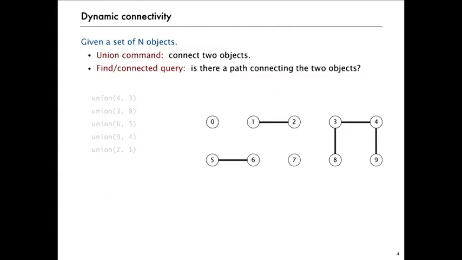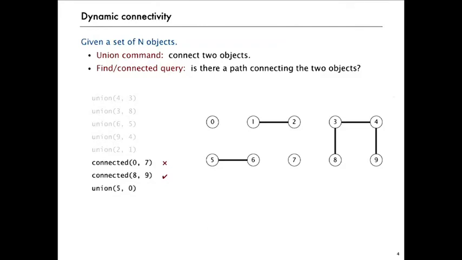So for example, in this set of 10 objects, we've performed already a bunch of union commands, connecting 4 and 3, and 3 and 8, and 6 and 5, 9 and 4, and 2 and 1. And now we might have a connected query that says, is 0 connected to 7? Well, in this case, there's no connection, so we say no. But if we ask, is 8 connected to 9, we're going to say yes. Even though we don't have a direct connection between 8 and 9, there's a path from 8 to 3 to 4 to 9.